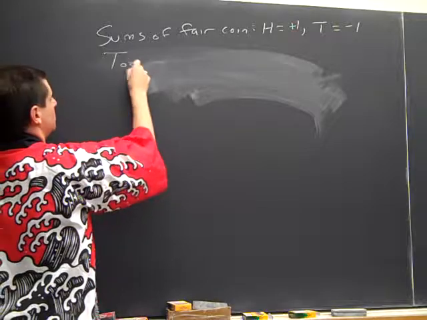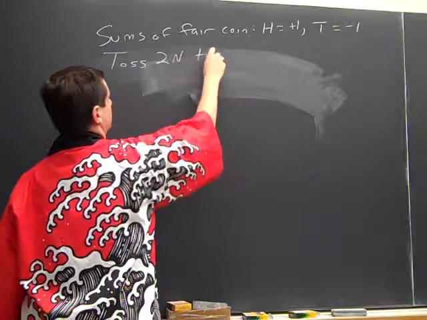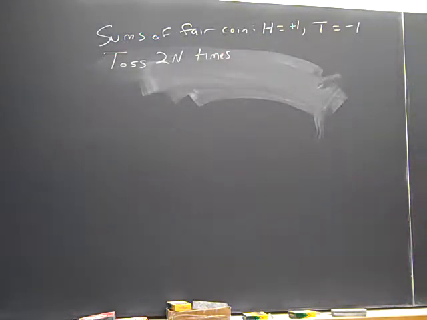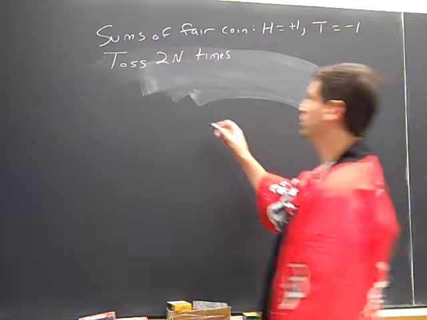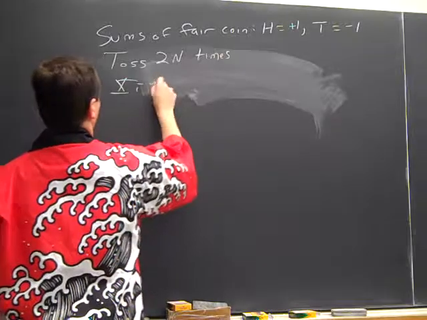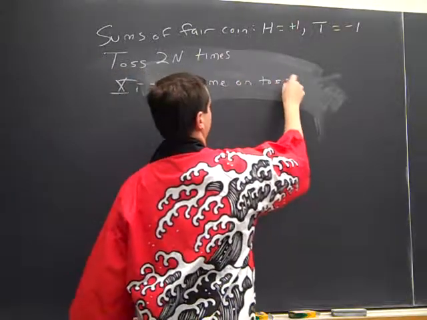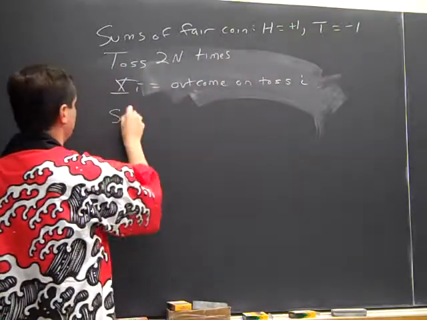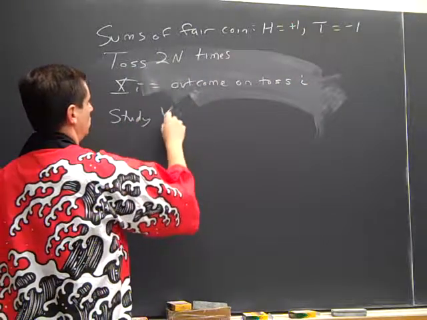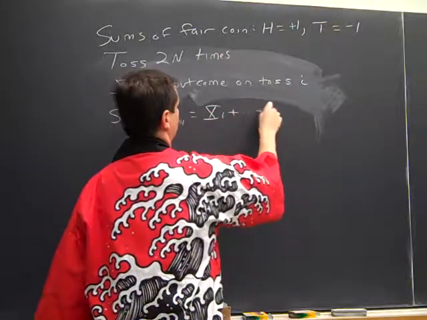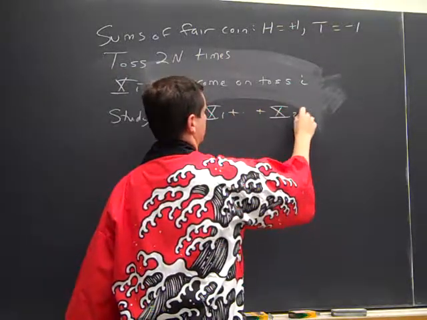And we'll toss 2n times. The reason we'll toss 2n times is that the possibilities for the net number of heads are going to be even numbers. So we'll let x_i equal the outcome on toss i, and we'll study y_2n equals x_1 plus through x_2n.